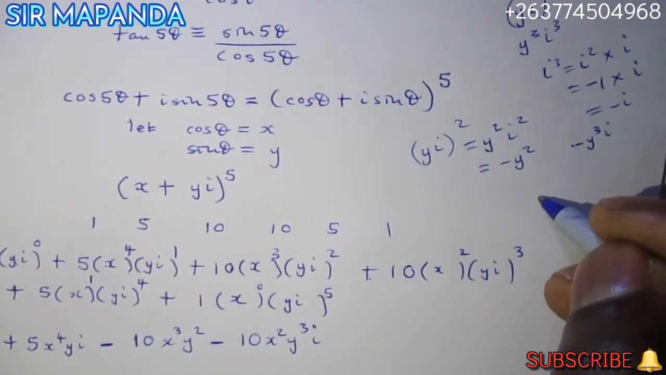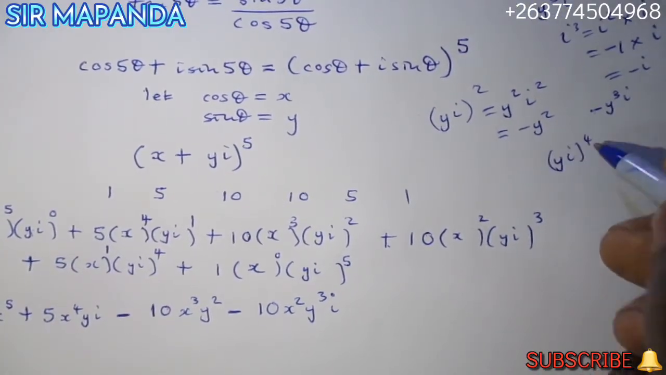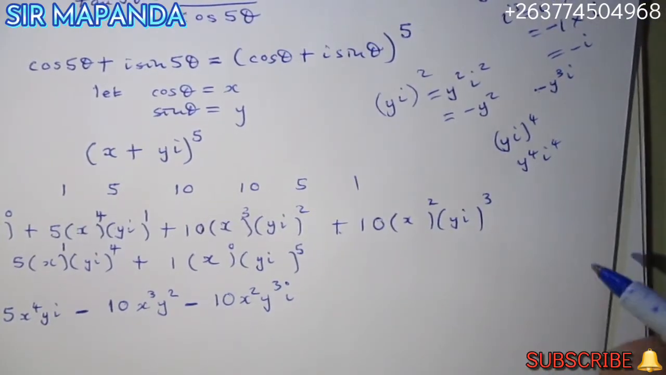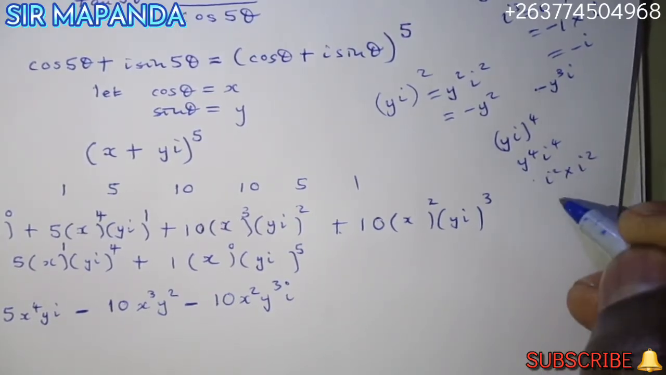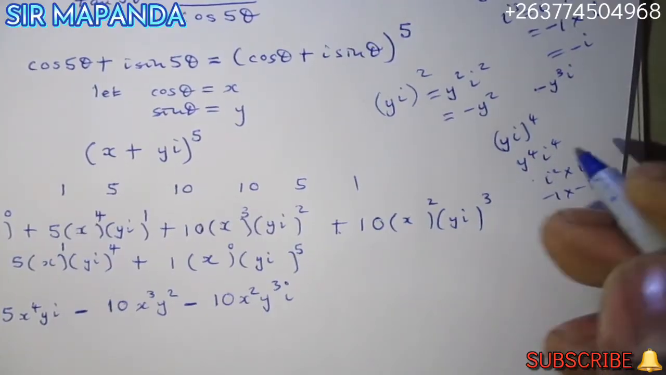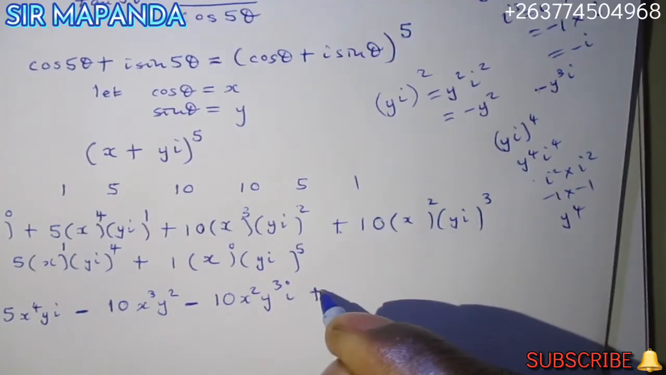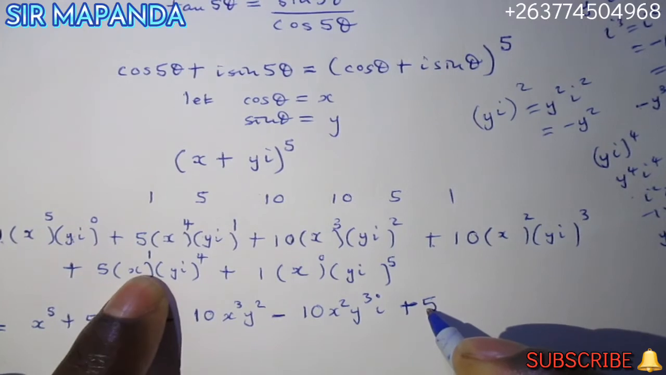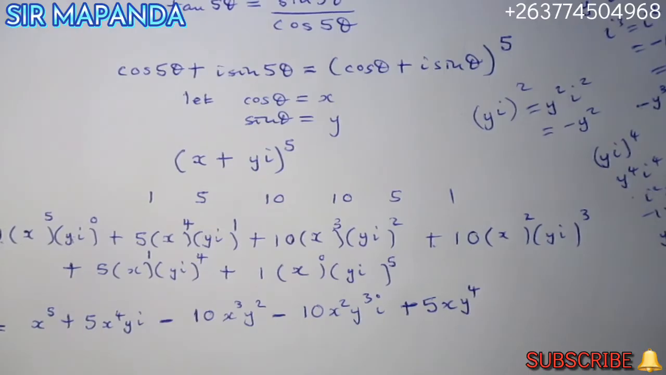Then we move on to the second from last bracket. Let us also target this yi to the power of 4. If yi is raised by 4, you get y to the power of 4, i to the power of 4. And i to the power of 4 is i squared times i squared, which is minus 1 times minus 1. You get 1, remaining with y to the power of 4. So the positive sign is going to remain as it is. Then you write this 5, x to the power of 1 is x. Then you have y to the power of 4, since i to the power of 4 is as good as 1.